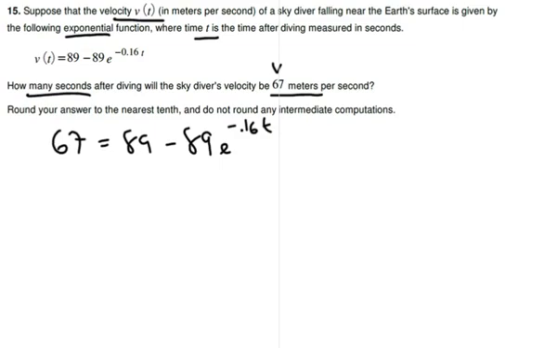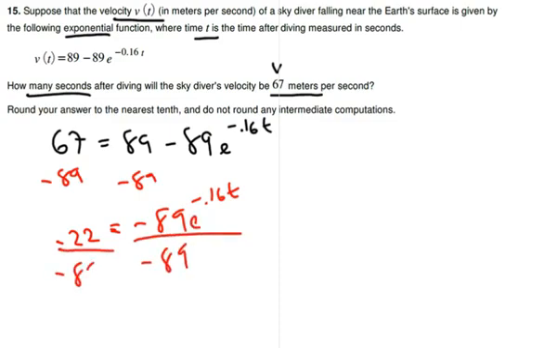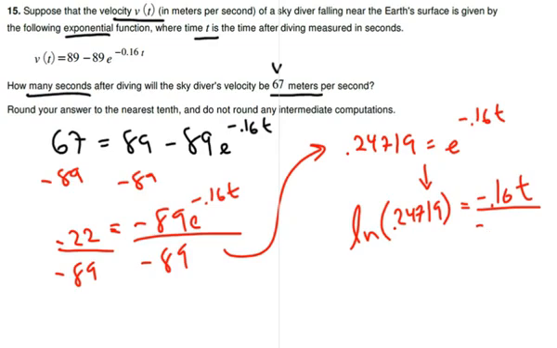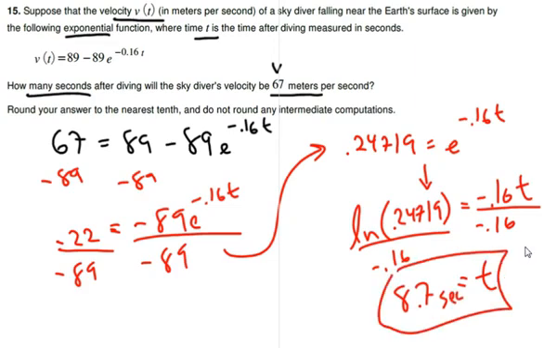So a lot of similarities here, and once the problems start all looking the same, then we're in good condition. We're just going to subtract 89 from both sides. Then divide both sides by negative 89. I forgot to put the e there, but now it's there. The left-hand side is going to be this decimal equals e to the negative 0.16t. And we can convert this exponential equation into a logarithmic equation. We can say natural log of 0.24719 equals negative 0.16t. Divide both sides by negative 0.16, and you end up with your t value. So just solve for t. Kind of interesting, it's going to take 8.7 seconds for him to reach that velocity.